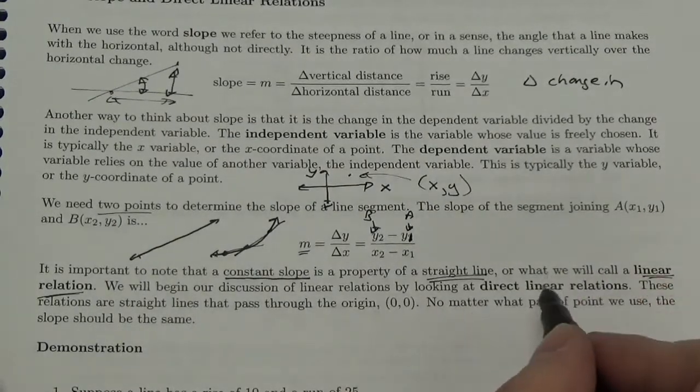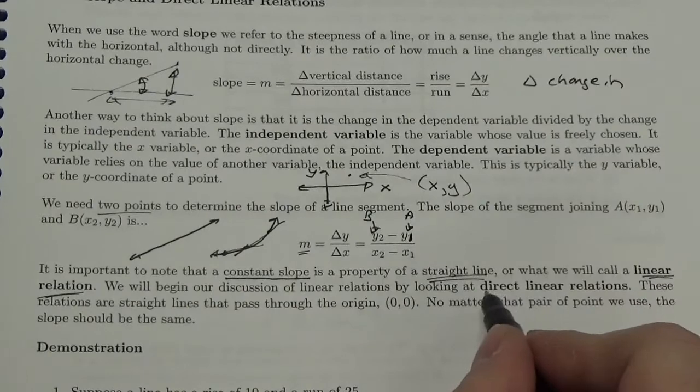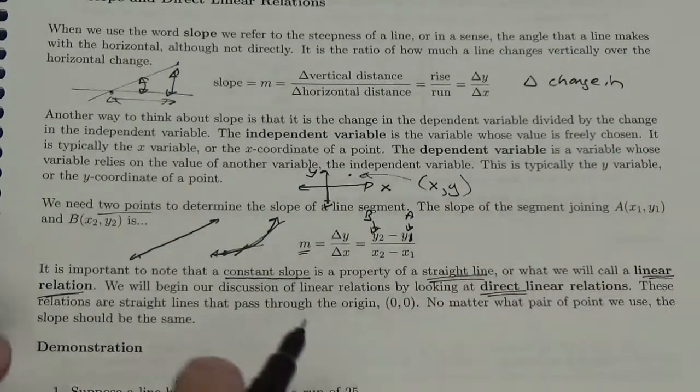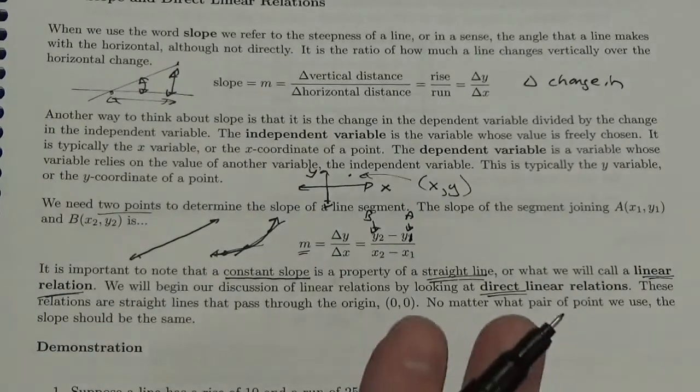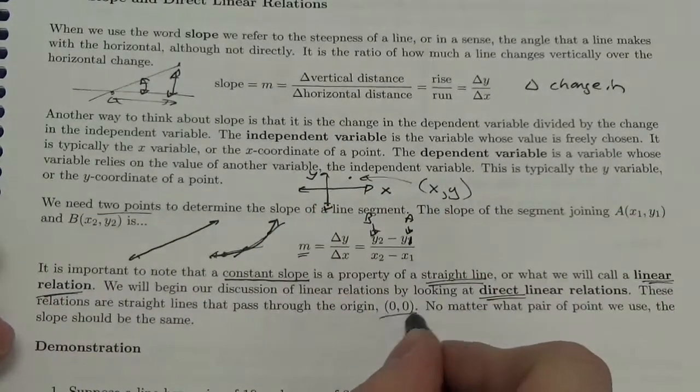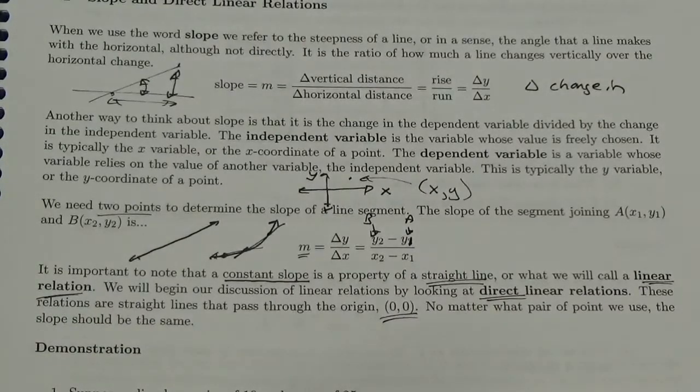And then one more thing we wanted to mention before we get into a couple of questions here is what a direct linear relation means. A direct linear relation, all it means is that we've got this linear relation, so it's a straight line, but it goes through the origin. It passes through the point 0, 0.